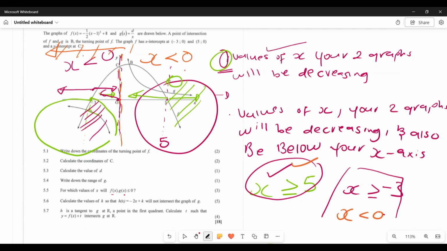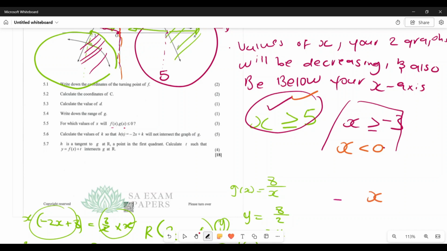Now let's try and represent this in notation form. My lowest value should be this side, which is -3, and my highest value, which is 0, should be this side. So here I said my x should be greater or equals to -3, and my x should be less than 0. So this is for this second part.